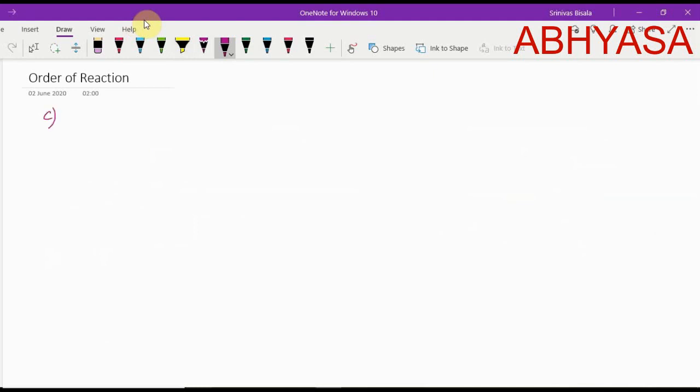Let us take the third one, that is second order reactions. So by this time you might have got the definition of all these reactions separately, like what is zero order, what is first order, and what is second order. So what will be the definition for second order? These are the reactions in which the rate of reaction depends upon two concentration terms.